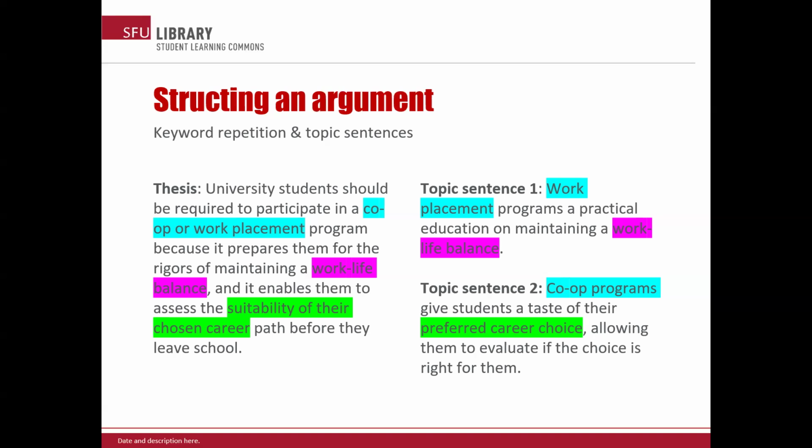If I want to have a paragraph on work-life balance, then that keyword should appear in my topic sentence. The topic sentence is the main point of the paragraph, so it needs to echo the reasons stated in the thesis. So for example, work placement programs provide a practical education on maintaining a work-life balance. It's immediately known which reason this paragraph will be supporting, and this sentence is in itself a mini claim. Then I'm going to spend the rest of that paragraph explaining, supporting, dissecting, and/or giving examples of this main point using textual or other researched evidence.